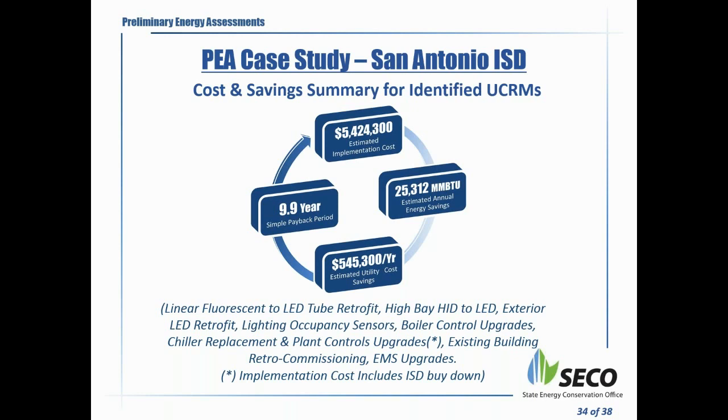The key thing over here is this asterisk. You see that the implementation costs are bought down. In order to keep the overall payback within 10 years, there were projects that had a longer payback. As a result, there was some amount that was recommended that San Antonio ISD budget from their own funds to keep the overall payback within 10 years.